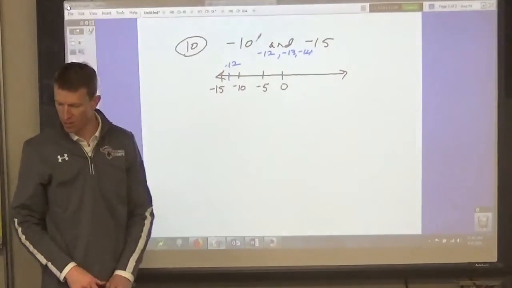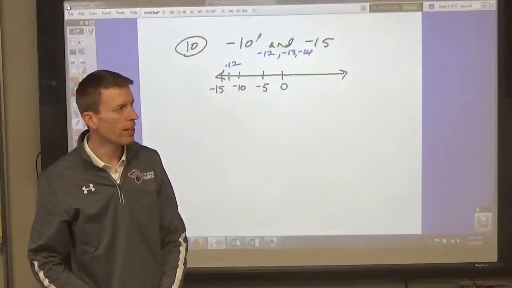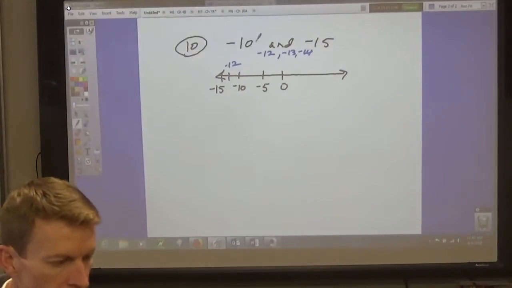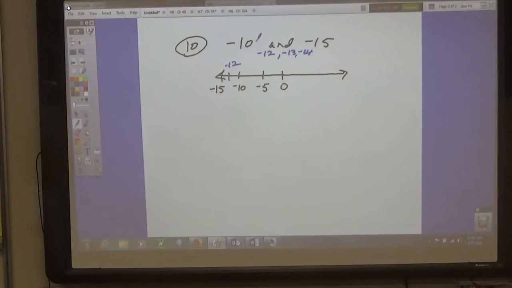Any other questions? So do the evens on both sides then. Do the evens on both sides.